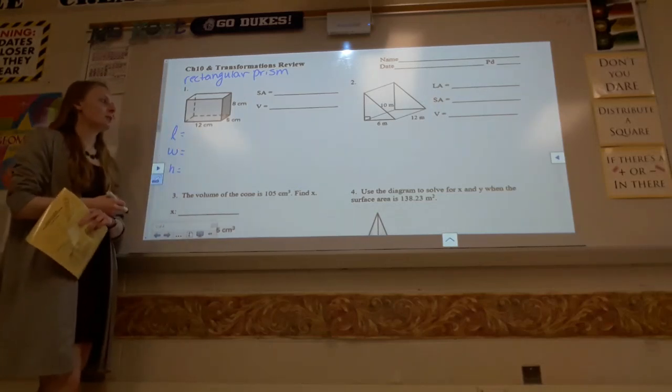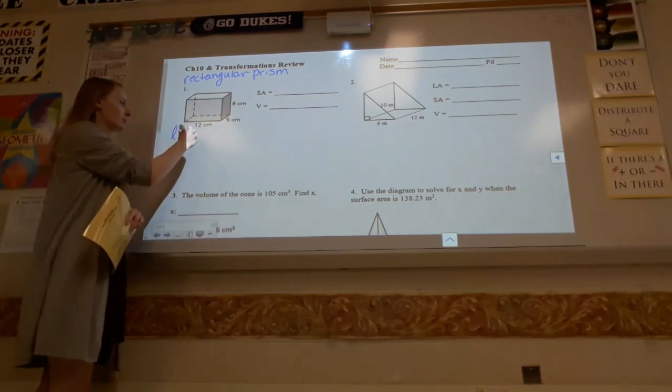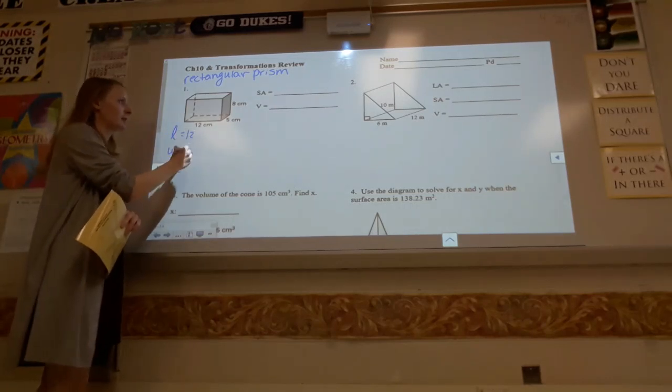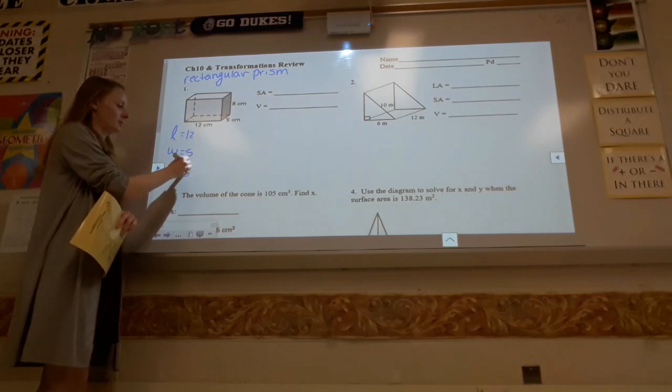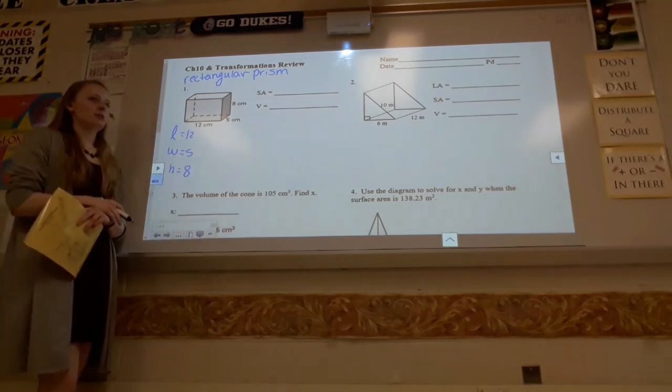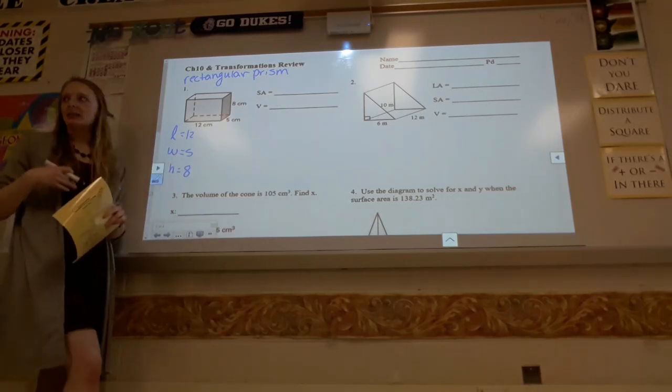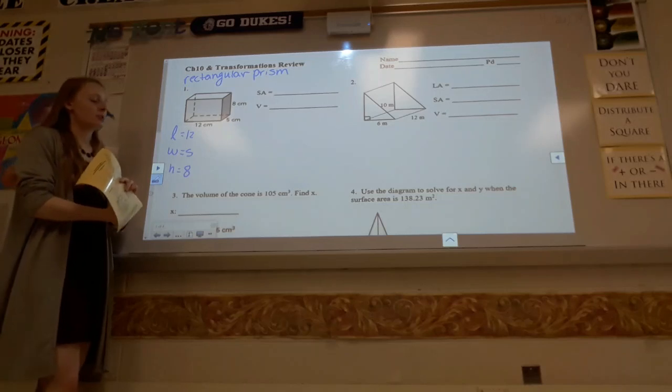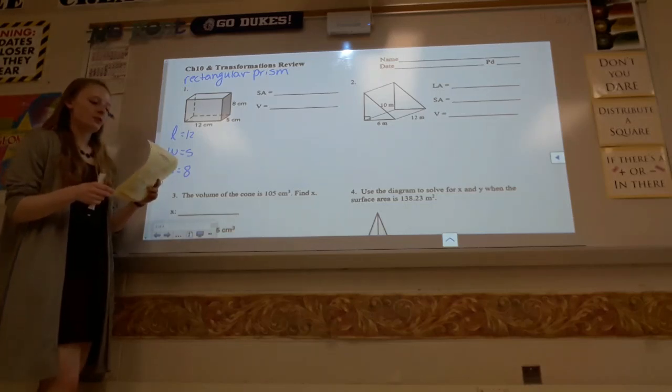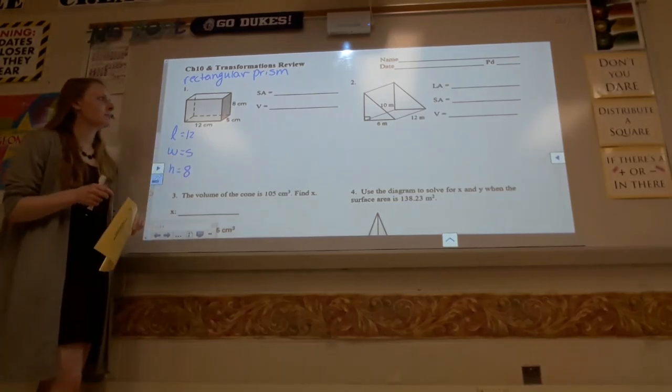So what would the length be? 12. What would the width be? 5. And the height? The height would be 8, right? So now once you write all the information, it's going to be a lot easier to access the information to plug into the formula. So look at your formula sheet. What's the surface area formula?